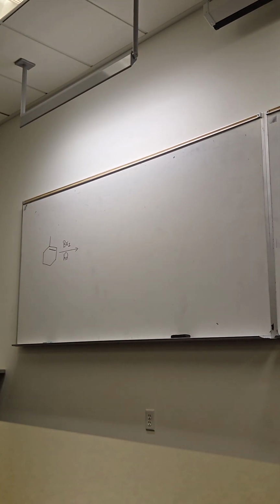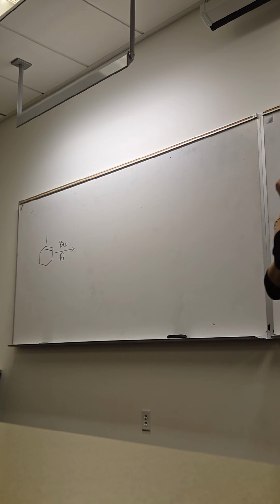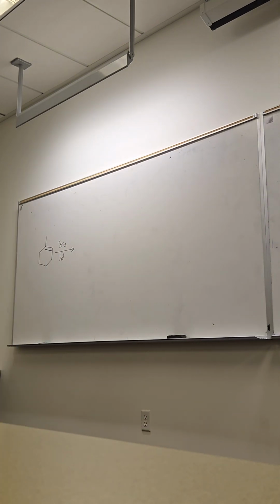So guys, how many products do you draw there? How many regioisomeric monobrominated products can this create? Anybody? Is it 7? Okay. Can this form a radical? Yes. Can it make a product? Yes, that's one product.